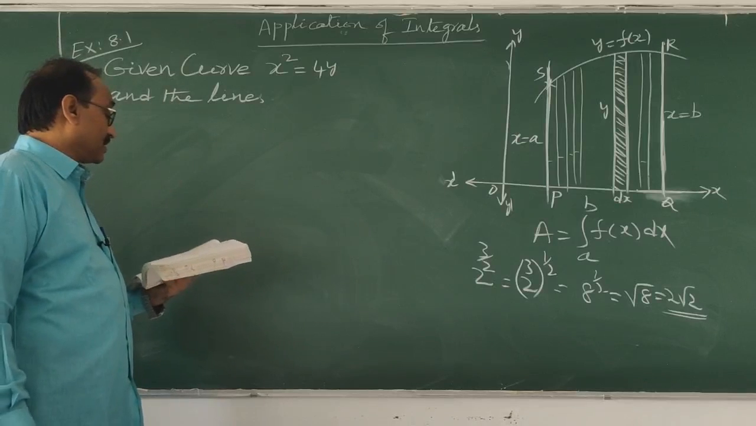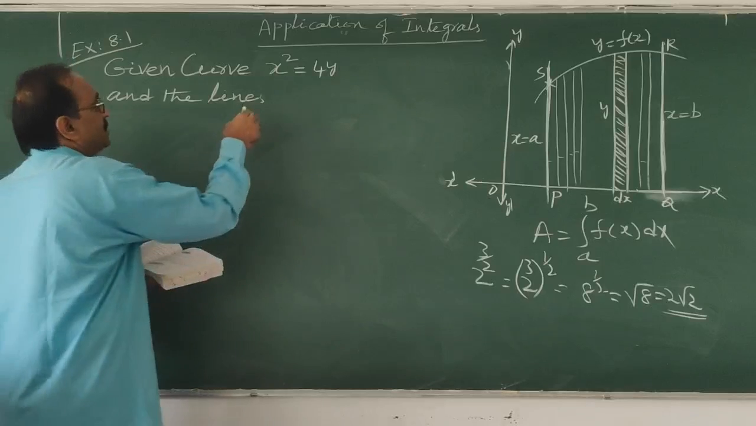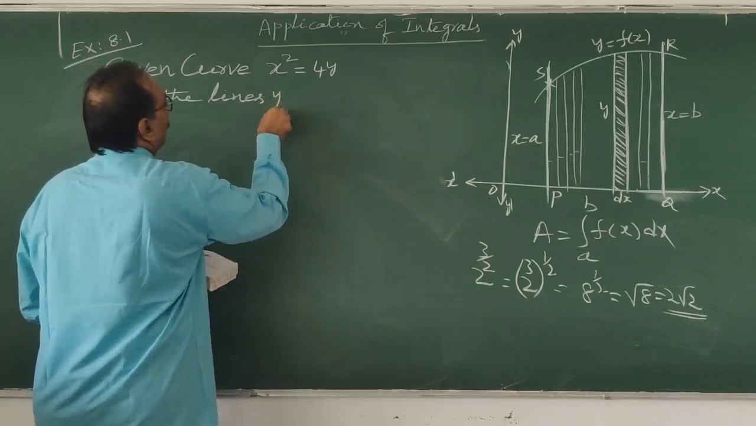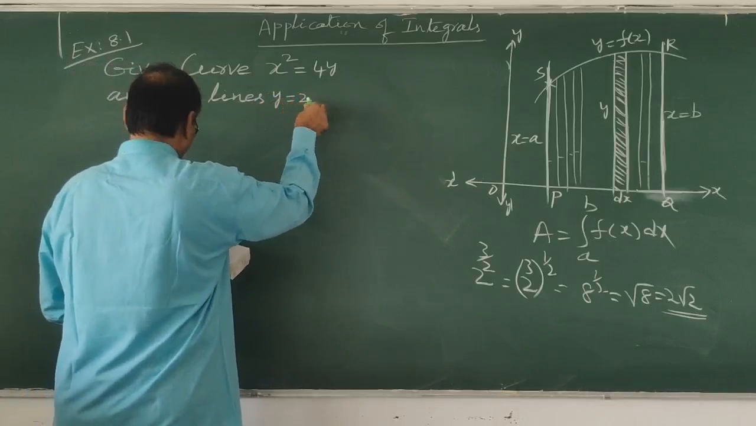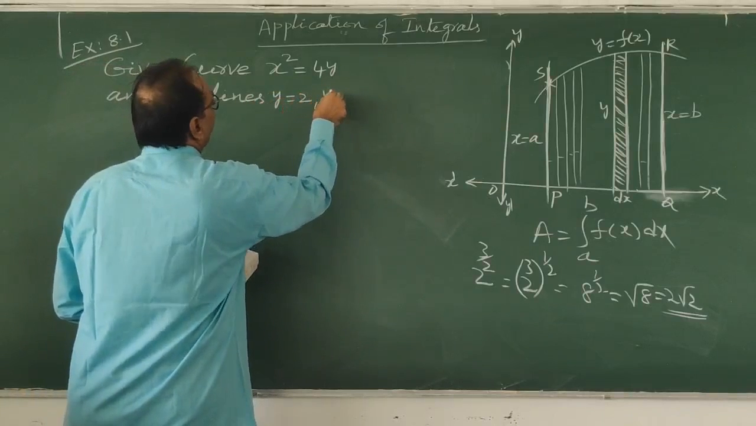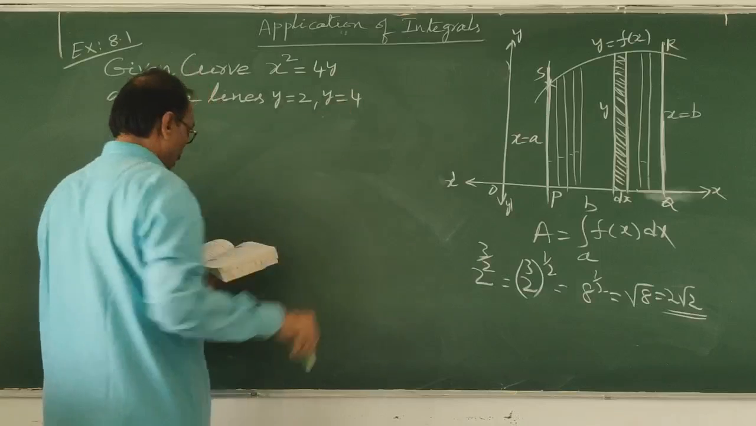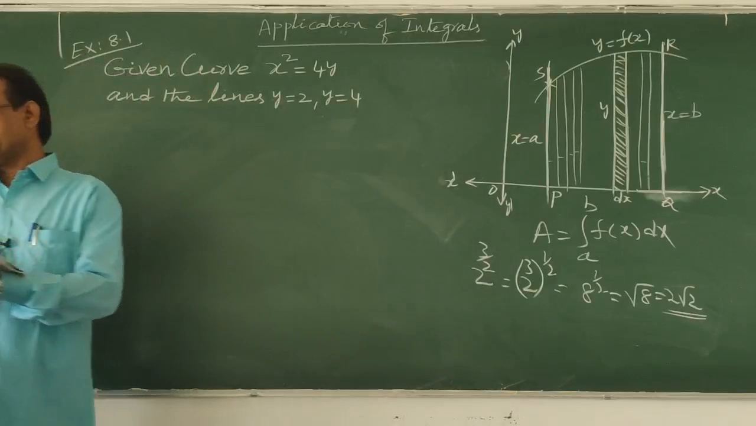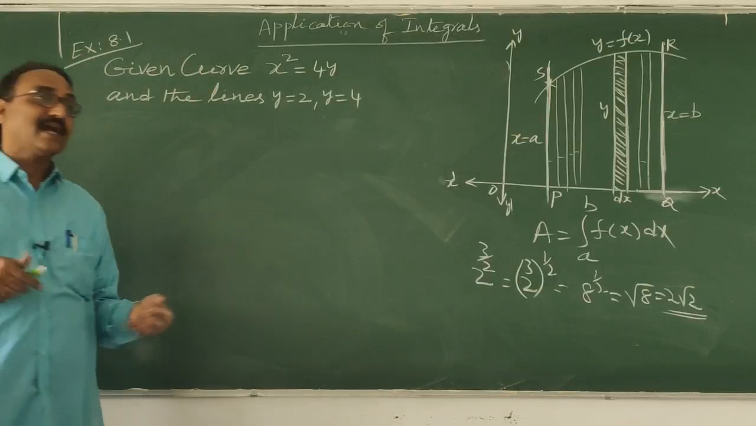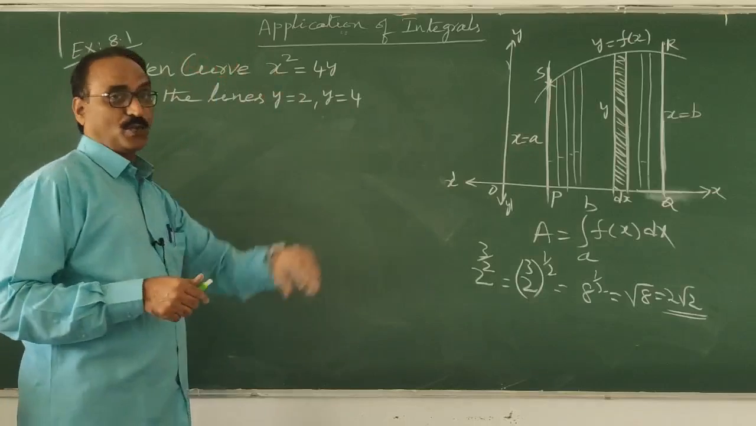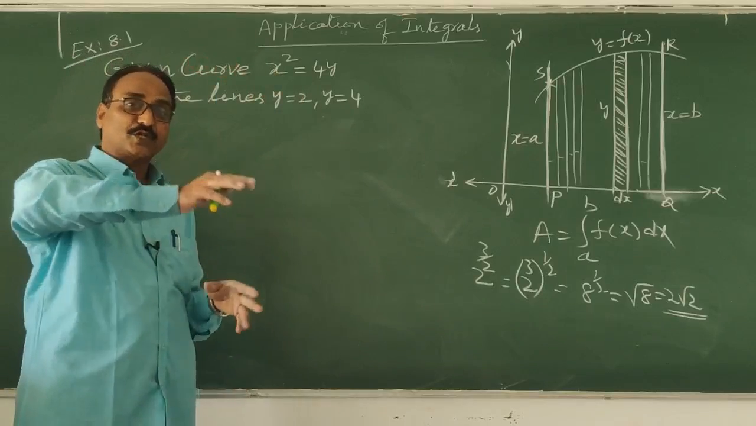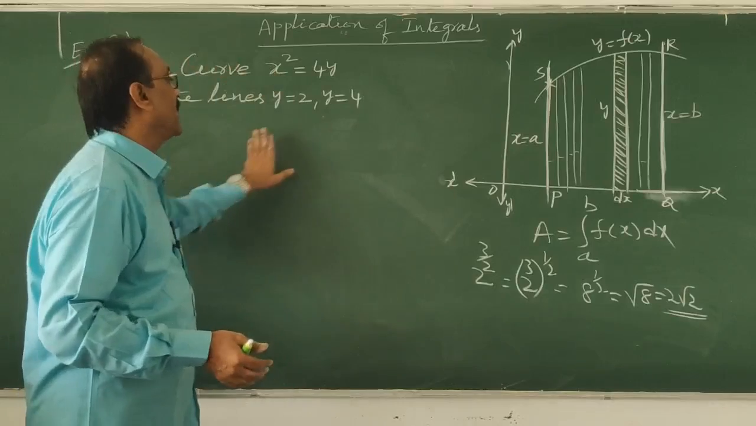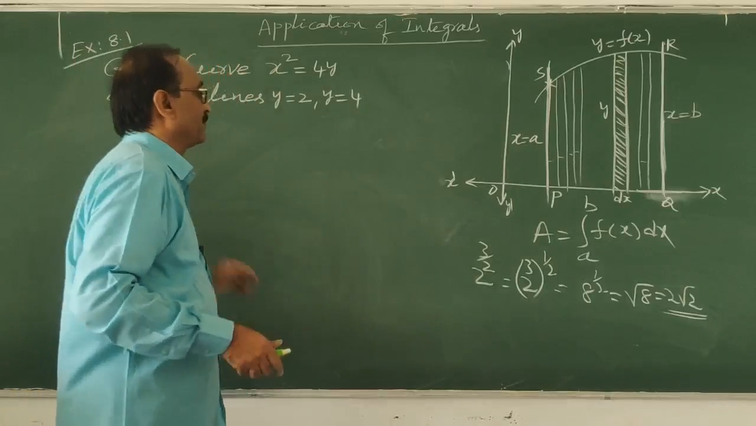Next, and the lines. What lines did he say? y is equal to 2, and y is equal to 4, and the y-axis in the first quadrant. In the previous 2 problems it was the x-axis in the first quadrant. So now let us draw the diagram first, then we will decide.